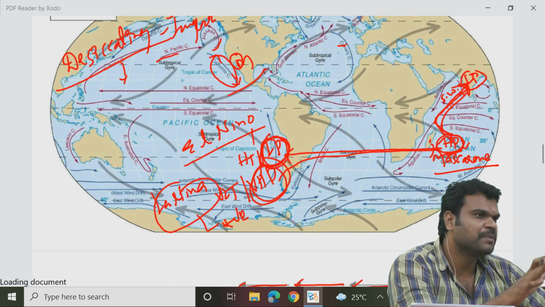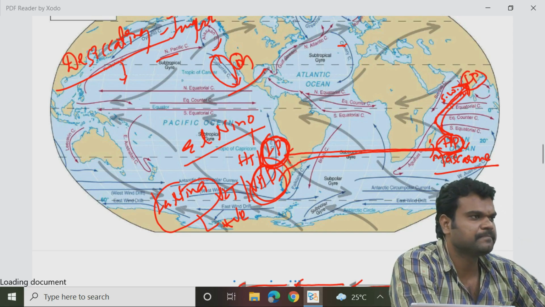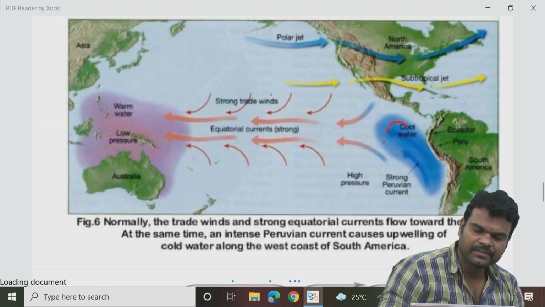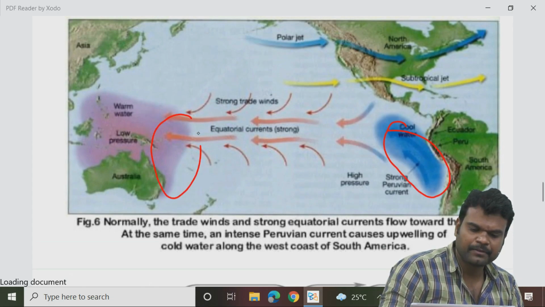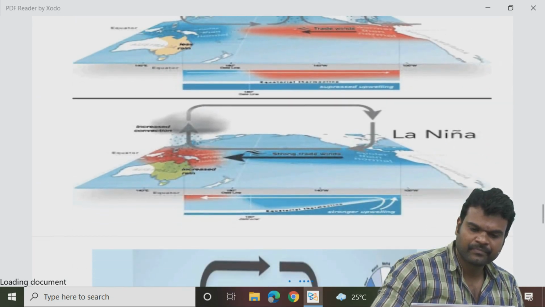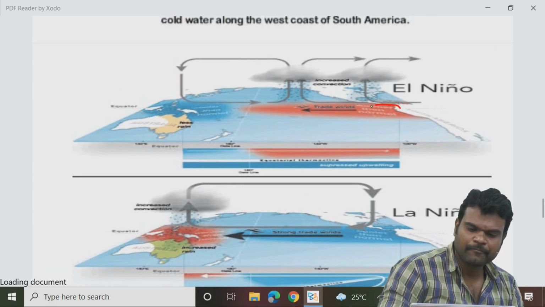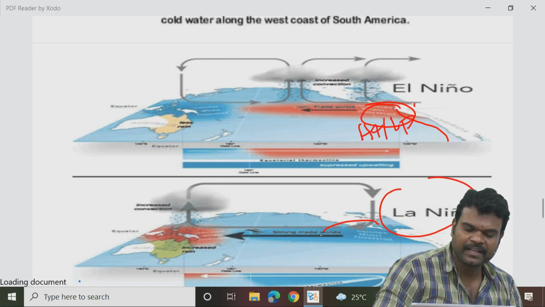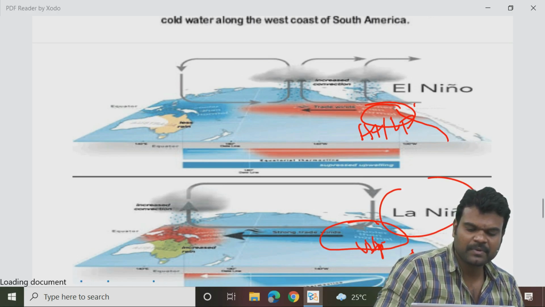Generally, El Niño comes first, followed by La Niña. For more clarity, you can observe here. This is the cold Peruvian current, and here you have the warm waters. During El Niño, warm waters are there at the South American coast, as a result, high temperature, low pressure. And during La Niña, again you have more cold waters, again very high pressure, positive impact.